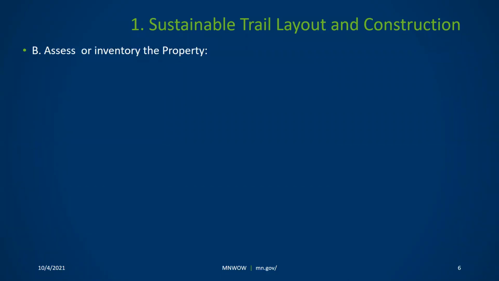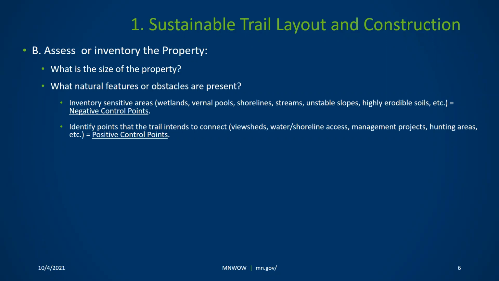Moving on to B, we'll do an assessment of the property, or an inventory. And what that is, we'll look at the size of the property. We'll look at what natural features and non-natural features, but what do we have on the property? Can we inventory, come up with a list, start to generate a map of where these are?